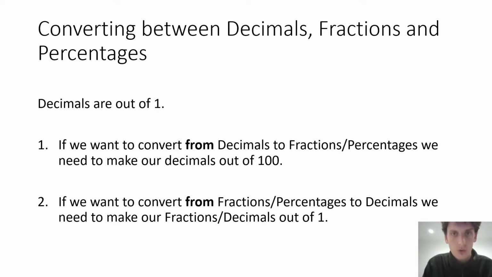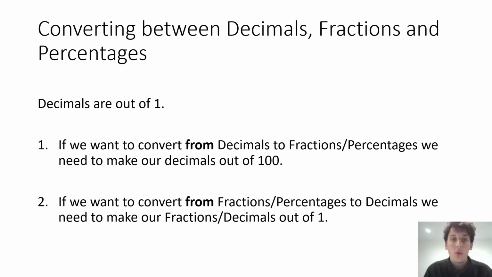Okay, so it's a very strong focus on decimals today. So, a few things we need to remember. Decimals are out of 1. So if you have something like 0.2, that's 0.2 out of 1. 1 being the total.